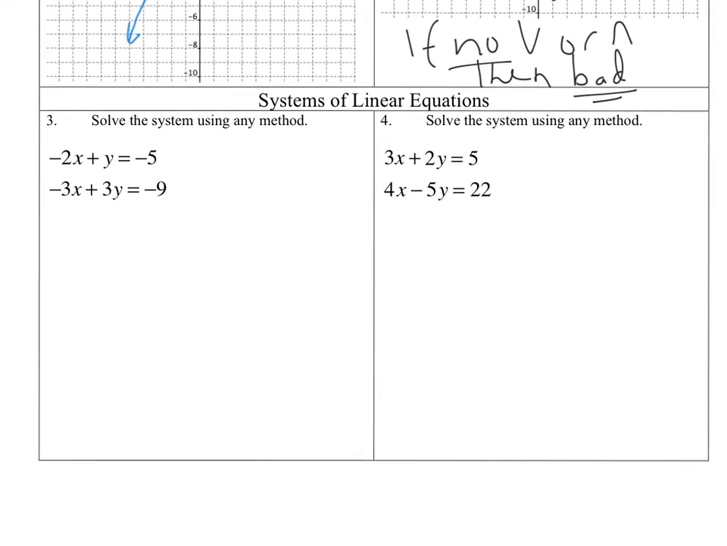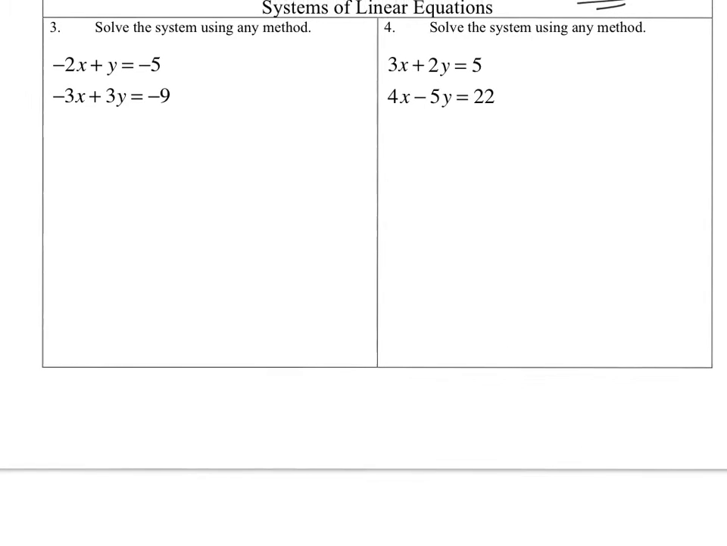Let's see what's next. Ooh, systems. All right, just for funsies, I'm going to solve using two different methods. The first one I'm going to do substitution, and I pick substitution for that one because I have that y right there. Next one I'm going to do elimination. You could totally do substitution on both or elimination on both, but I'm going to do one of each.